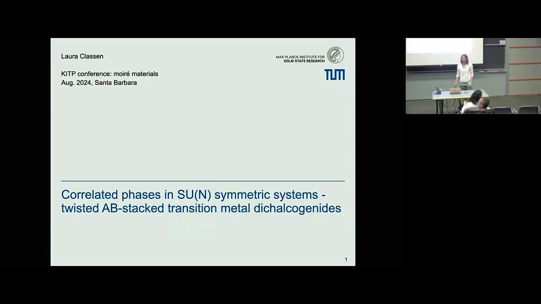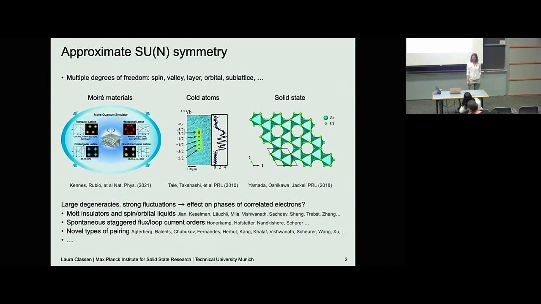Now I put the quite general title into the program, Correlated Phases in SU(N) Symmetric Systems. But since we were motivated by Moiré, and this is also a conference on Moiré, let me also add the subtitle. This is basically the system that got us thinking about this: twisted AB stacked Moiré transition metal dichalcogenides. And I'm going to mention in a few slides why. But in the end, what we did is maybe more a general formalism, and that's why I want to talk more generally about SU(N) symmetric systems.